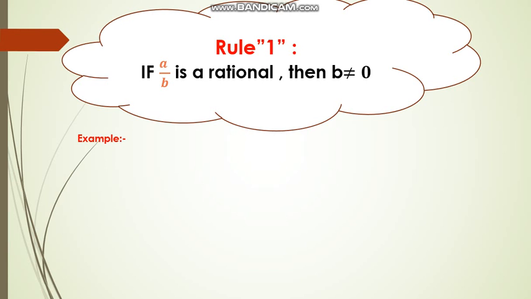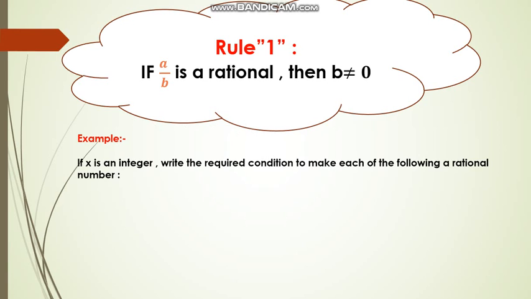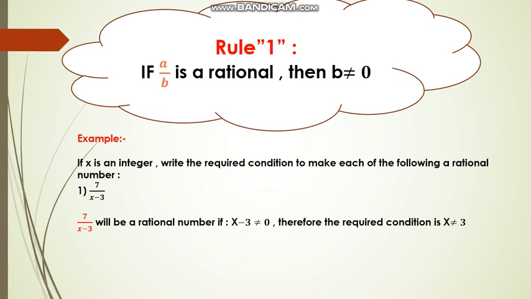For example, if x is an integer, write the required condition to make each of the following a rational number. Number 1, 7 over x minus 3. 7 over x minus 3 will be a rational number if x minus 3 is not equal to 0. Therefore, the required condition is x not equal to 3.